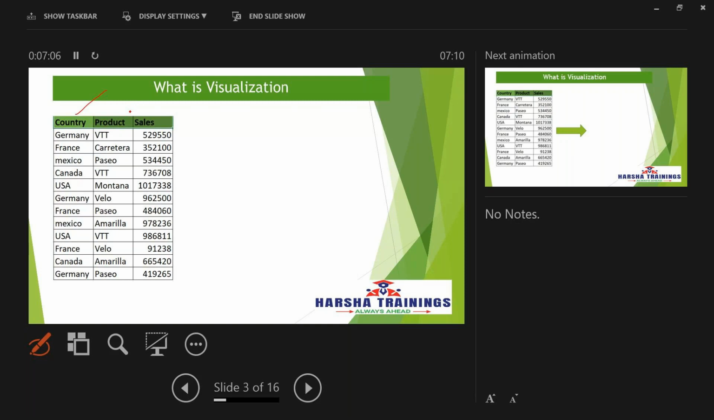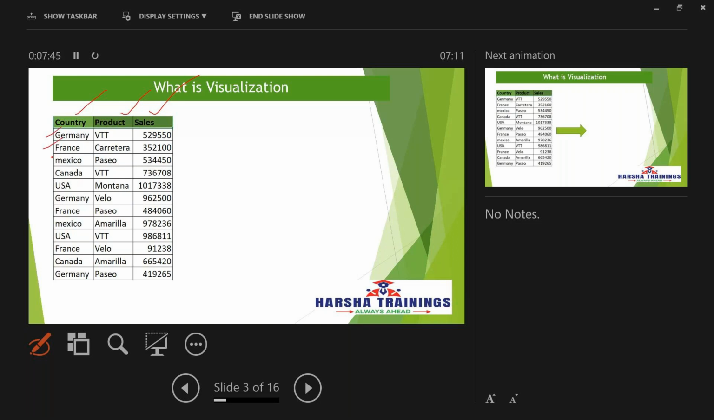Now, to understand what we are discussing here, I'm giving you one example. We have one table with country, product, and sales. Please try to analyze this table. In the country column, how many countries are there? Five. What are those? Germany, France, Mexico, Canada, US.